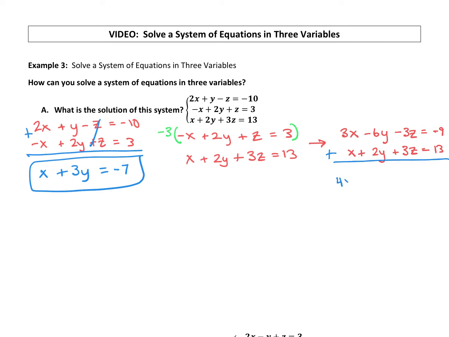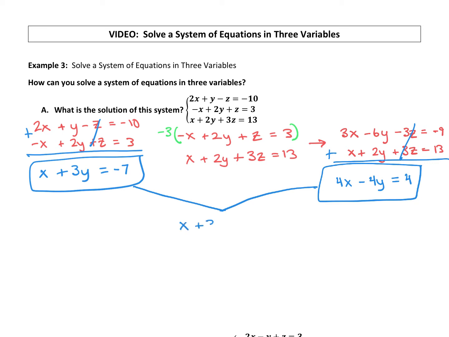All right, so now we can add these equations together. 3x plus x is 4x. Negative 6y plus 2y is negative 4y. Your z's cancel. And negative 9 plus 13 is a positive 4. So here's my second equation we have with just an x and a y. So what we're going to do now is we're going to take these 2 equations and put them together as a new system. X plus 3y equals negative 7. 4x minus 4y equals 4. And we're going to solve a system of equations.